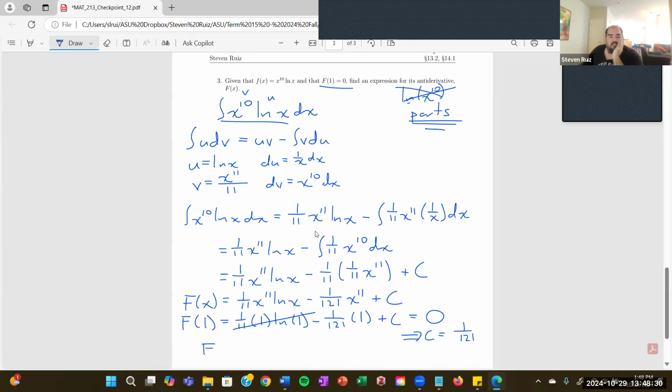So where do we end up? Final expression for f of x is 1 over 11 x to the 11th natural log of x minus 1 over 121 x to the 11th plus 1 over 121. All right, that is all for checkpoint number 12.